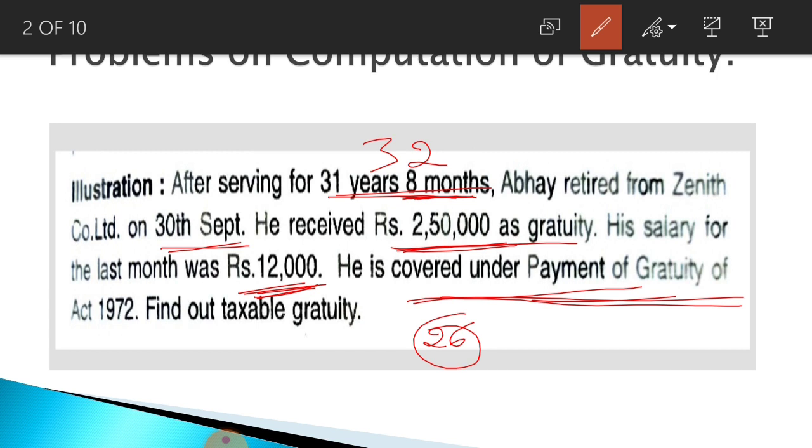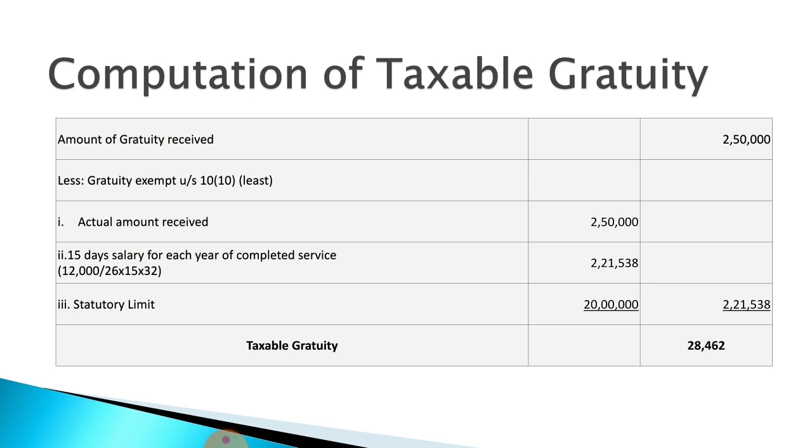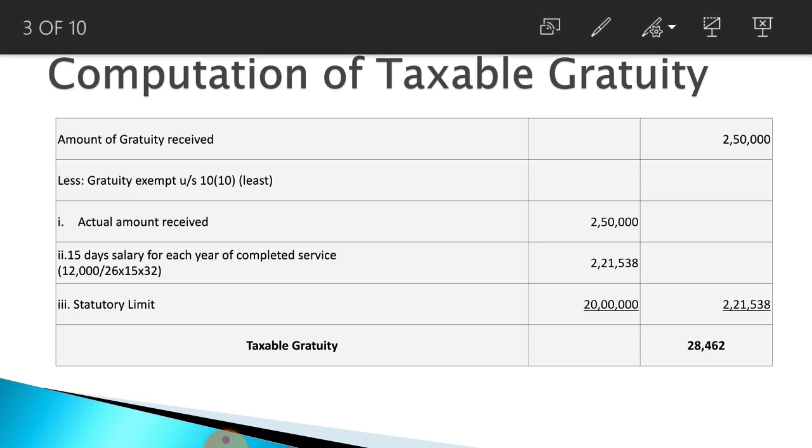Calculation of taxable gratuity means least of three things, that is 15 days salary or actual gratuity received or statutory limit. For a person covered under Payment of Gratuity Act of 1972, statutory limit is 20 lakhs. Let us solve this problem. See, computation of taxable gratuity. First you have to write amount of gratuity received, 2,50,000. You have to write it in the outer column.